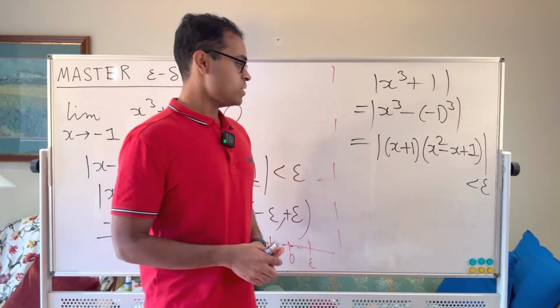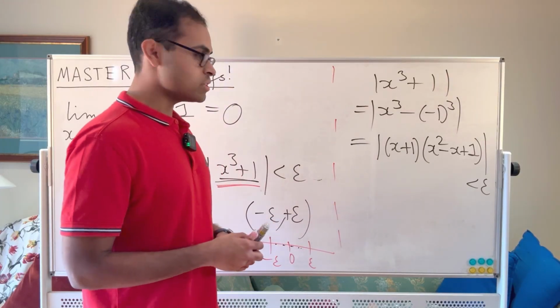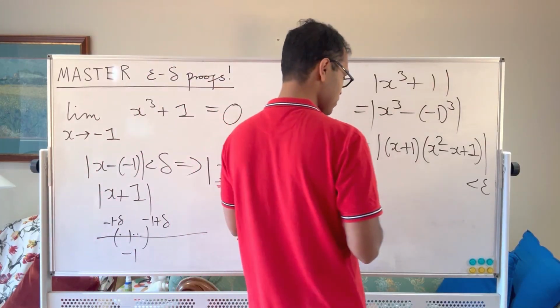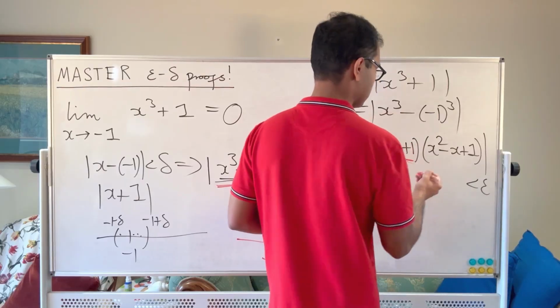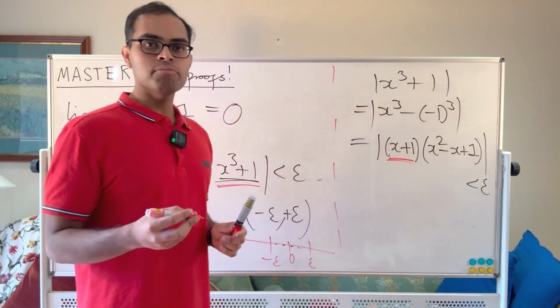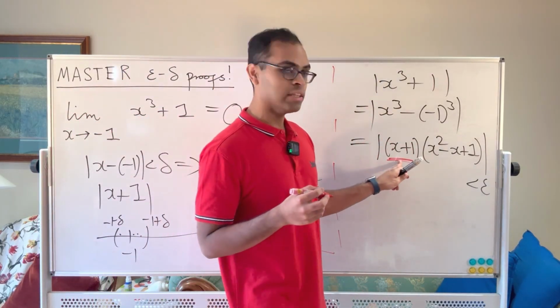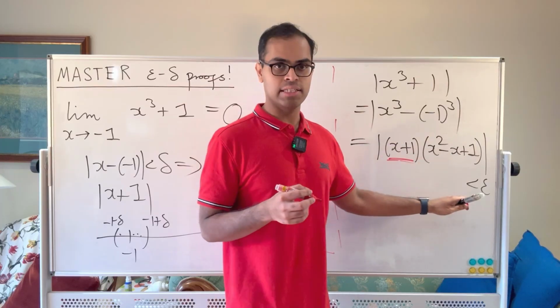Now what we can do is we can just try to do the same principles. We know that we can make sure that x plus 1 is sufficiently small. So then we need to show how small this has got to be so that this whole expression is less than epsilon.